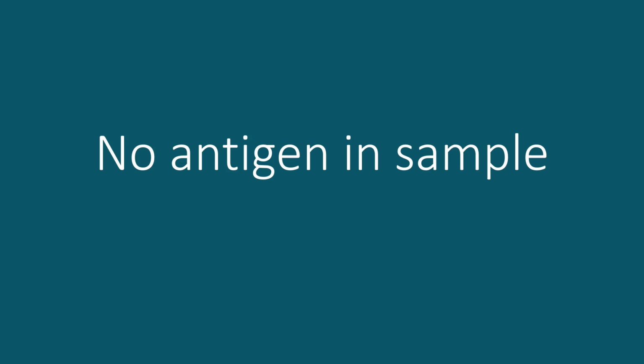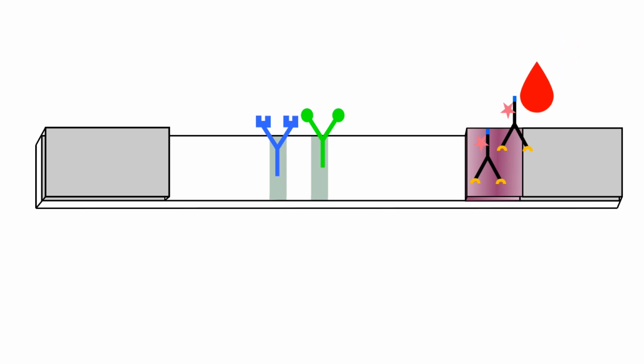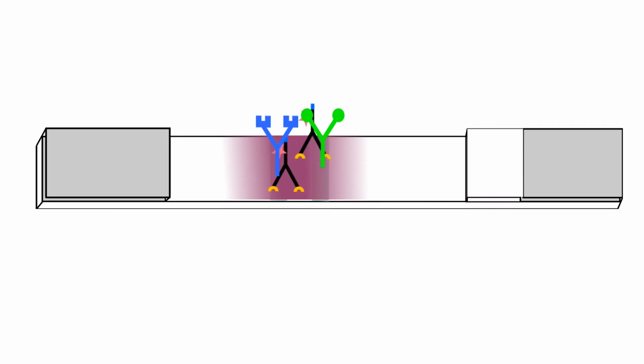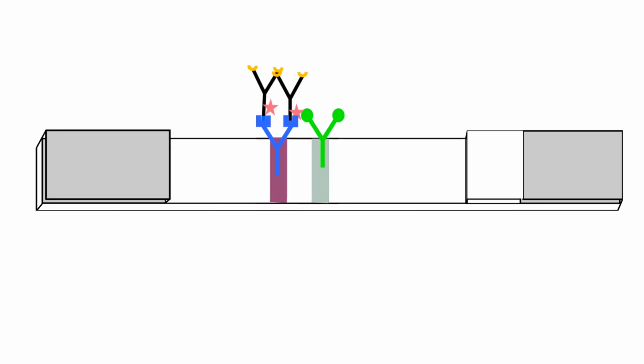Now what would happen if we added a sample without any antigen from a patient that is not infected? Well, no antigen is present, so nothing will bind to the conjugate. Still, of course, the conjugate antibodies will migrate, but they will pass the test line and bind to the control line. So in this case, we only have a purple control line.